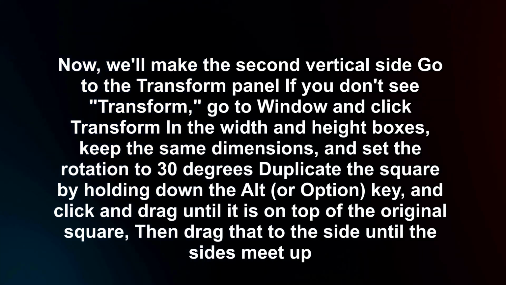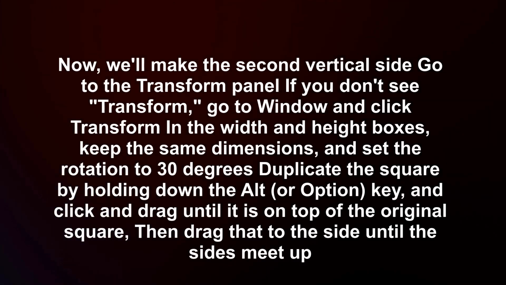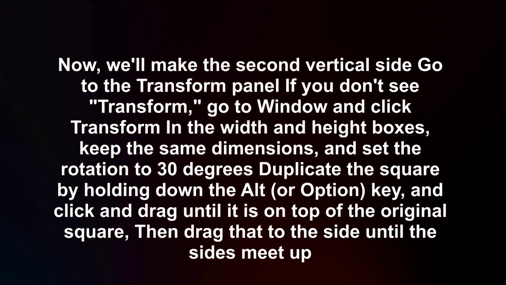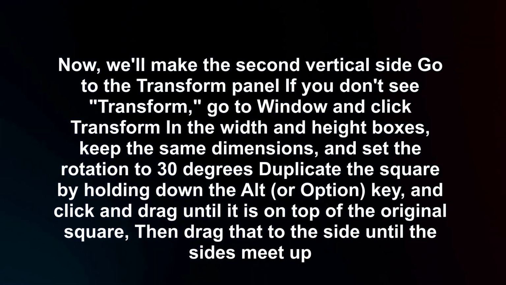Now, we'll make the second vertical side. Go to the Transform panel. If you don't see Transform, go to Window and click Transform. In the width and height boxes, keep the same dimensions and set the rotation to 30 degrees.